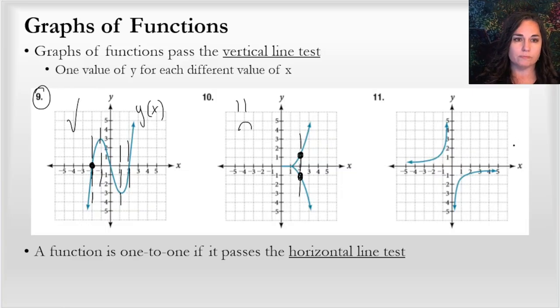Number 11, what do you think about number 11? Function or not a function? I do believe it is a function. For each vertical line that I run across here, I get 1 output variable. So I am going to say that is a function.